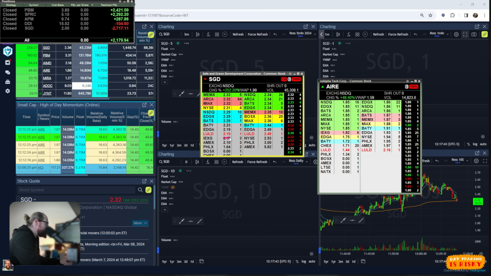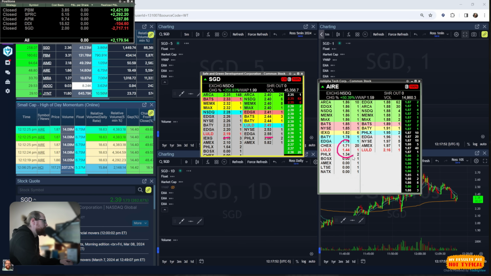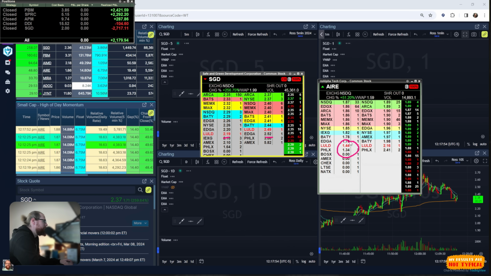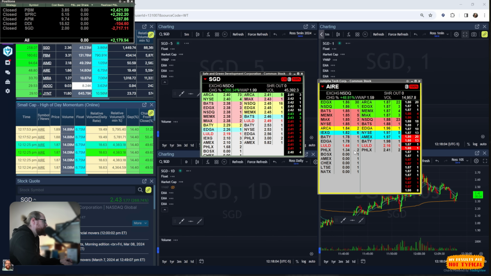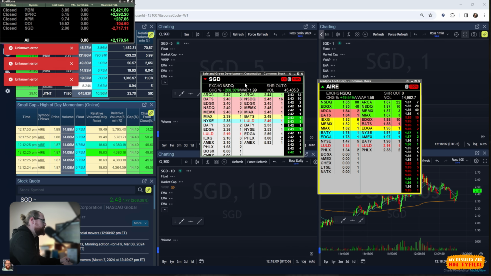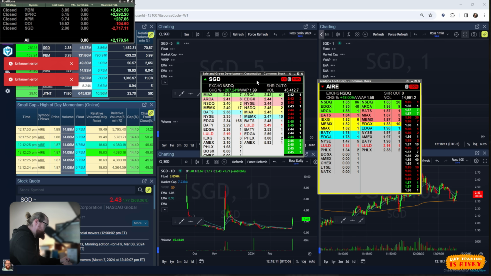But anyway, so these halt levels will probably adjust in about 30 seconds here, even if it's only by like a penny or so. But you can see AIRE has much wider halt levels, and that's because it wasn't below 65 cents yesterday, or 75 cents. So the halt levels are the regular 20%. So even though it's cheaper, it has wider halt levels. That's odd, but it's the function of this mechanism of how the halts work.